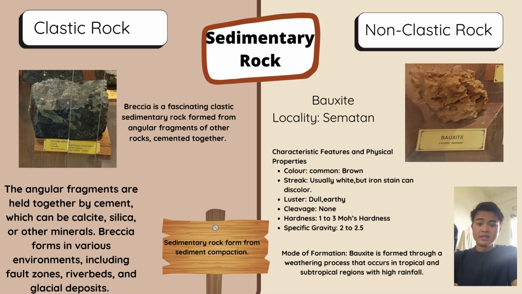Bauxite can be classified in the non-clastic group, and can be found at Sematang, Sarawak. Physical properties of bauxite: the common color of bauxite is brown, with a streak usually white, but iron stain can discolor it. With hardness 1 to 3 on the Mohs scale and specific gravity 2.2 to 2.5. Bauxite is formed through a weathering process that occurs in tropical and subtropical regions with high rainfall. In conclusion, sedimentary rock is formed from sediment compaction.